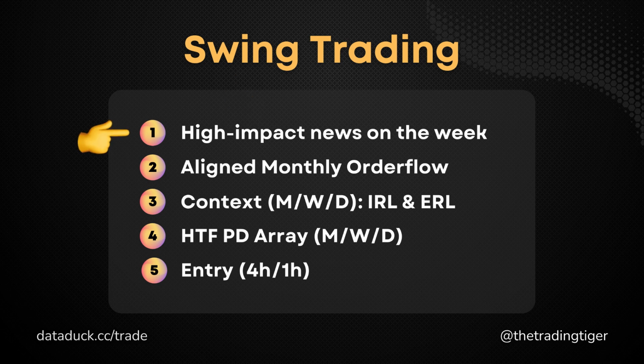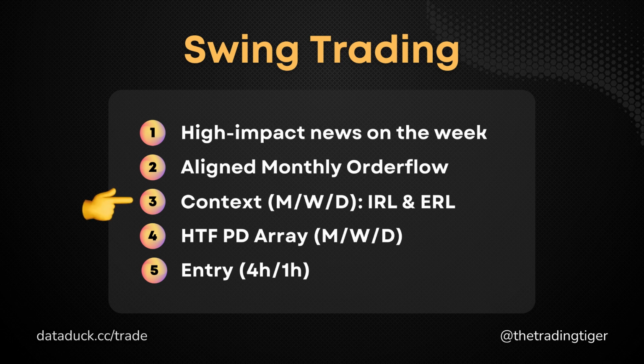First of all, we must have a high impact news on the week to ensure that the week is not going to be a consolidation week. Secondly, we must align with the higher time frame order flows such as the monthly, because we have to trade with the higher time frame trend. As they say, the trend is your friend. It will help us filter out the low probability trades that are against our higher time frame order flow.